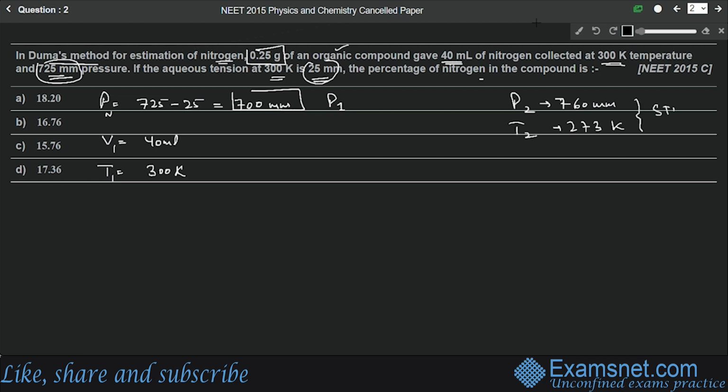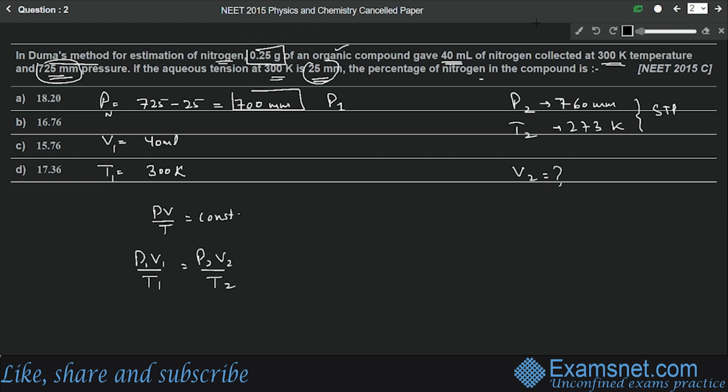So these are P2 and T2. Now we have to find the volume at STP, that means V2. For that we'll use PV upon T constant. That means P1 V1 upon T1 will be equal to P2 V2 upon T2.